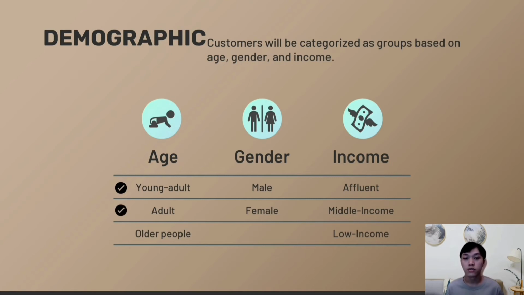For gender, Samsung chooses to look at both genders, as male or female can be attracted to the same thing, like the color purple of the phone. And then income, Samsung seems to be targeting people who are capable of buying the phone, which can be people from affluent or middle income, because the price starts at 2499 ringgit Malaysia.